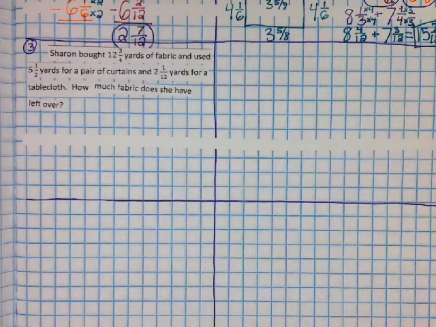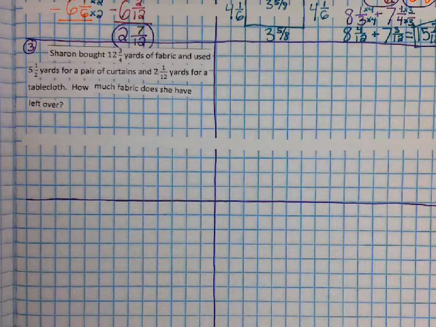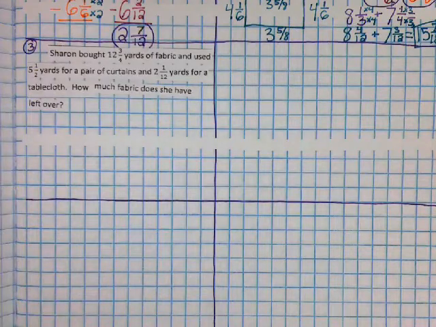Our next word problem has to do with yards of fabric. Sharon bought 12 3/4 yards of fabric and used 5 1/2 yards for a pair of curtains. She used 2 1/12 yards for a tablecloth. How much fabric does she have left over?